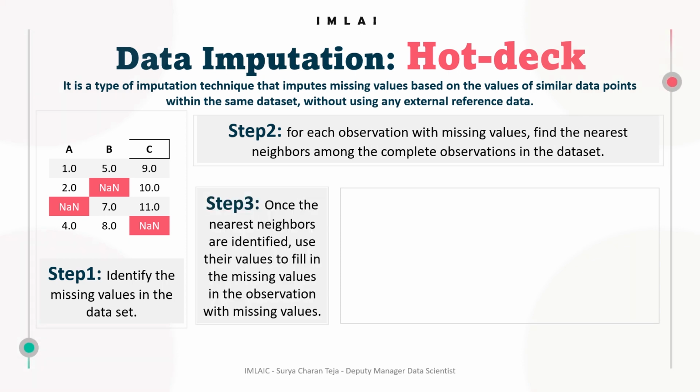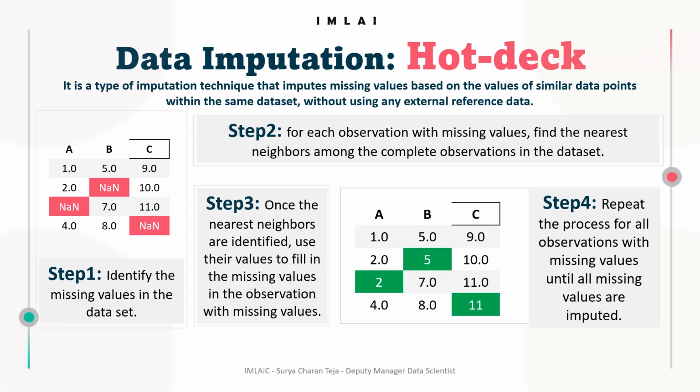Then, once the nearest neighbors are identified, use their values to fill in the missing values in the observation with missing values. This can be done by randomly selecting one or more of the nearest neighbor values, by averaging, or weighing the values of the nearest neighbors. Then repeat the process for all observations with missing values until all missing values are imputed. So this is what a hot deck imputation is.